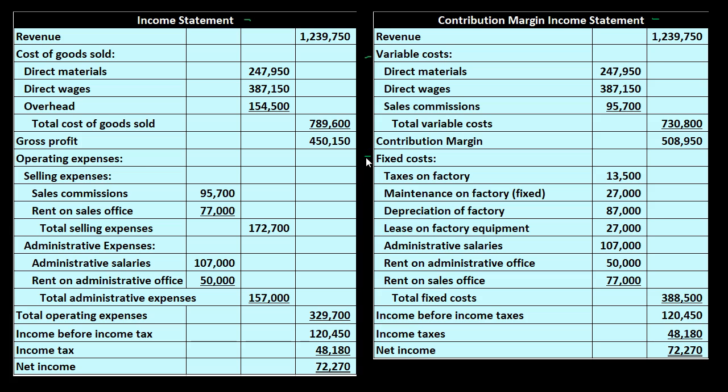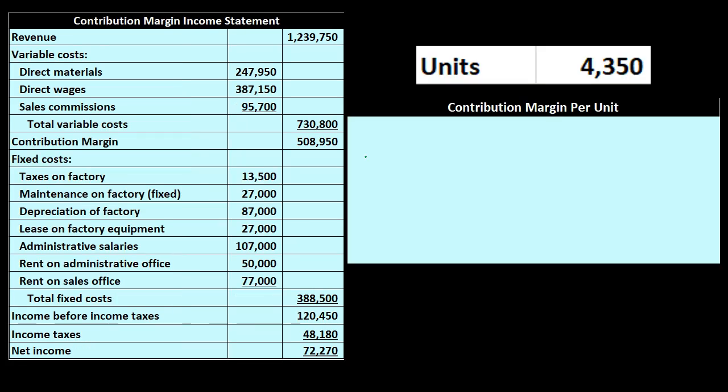What do we get from it? Because it's not a requirement. It's an internal managerial accounting tool. Well, one of the things we can do with this is we can take this income statement and break it down to a per unit type of income statement.